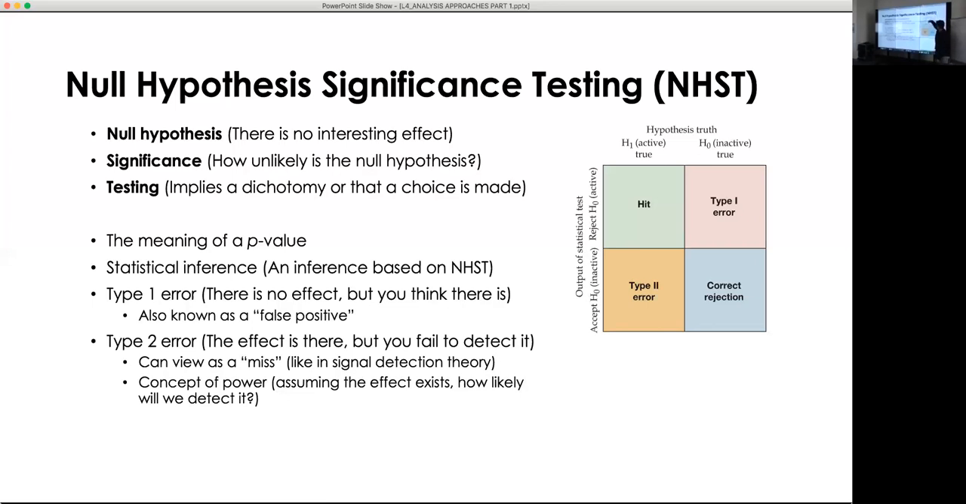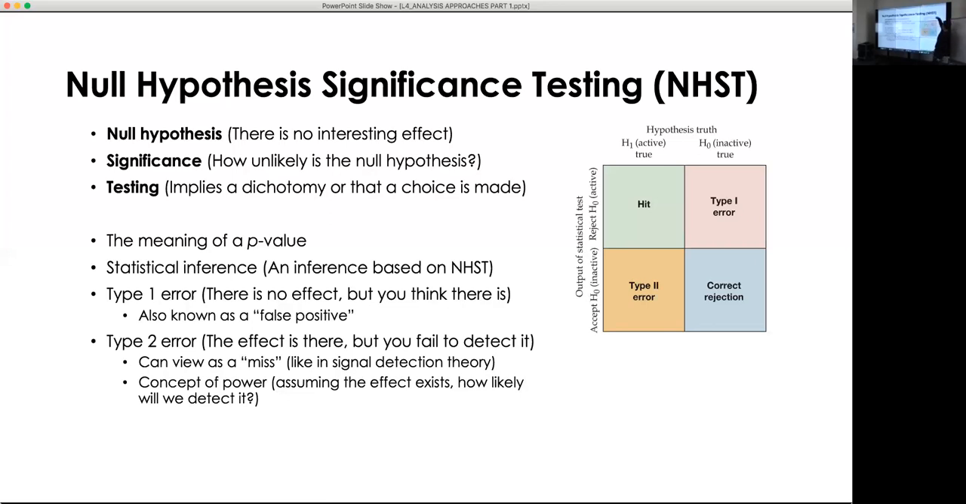Easiest case is this. The null is not true. There is an effect there, and you reject it. So you call that like a hit. That's good. And then let's just go down. There is an effect, but you're accepting the null. So your thing didn't reach significance. So you're going to say, I didn't find that effect. So that's a type 2 error. There was an effect, but you didn't find it.